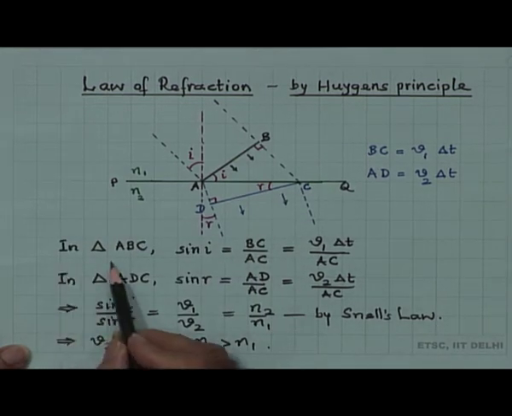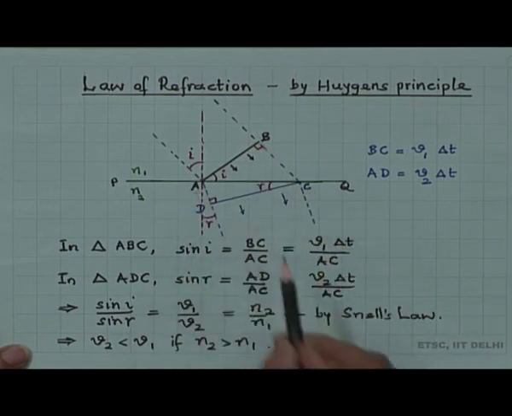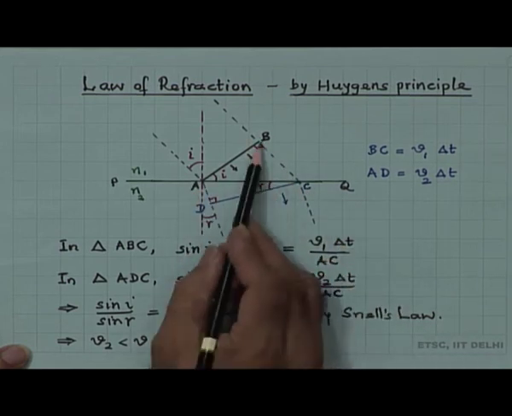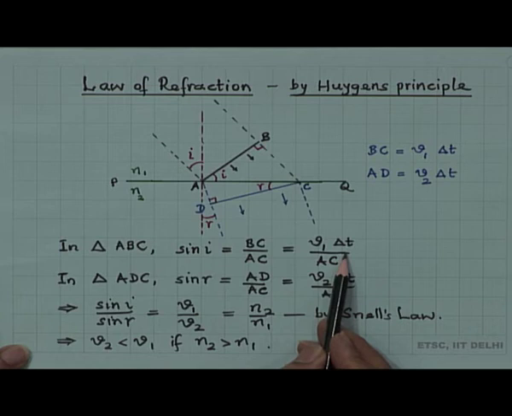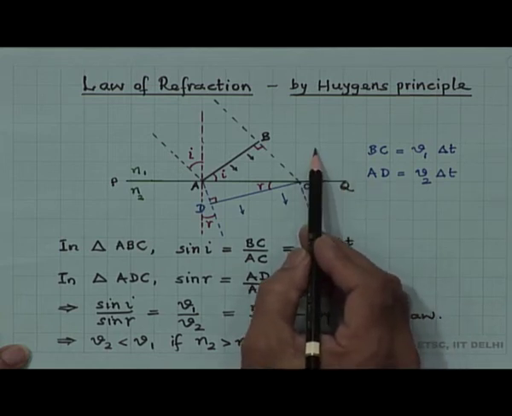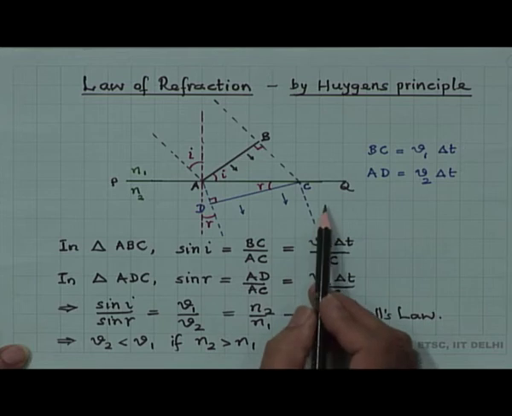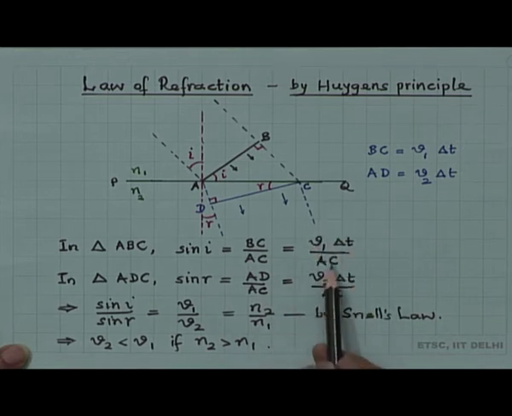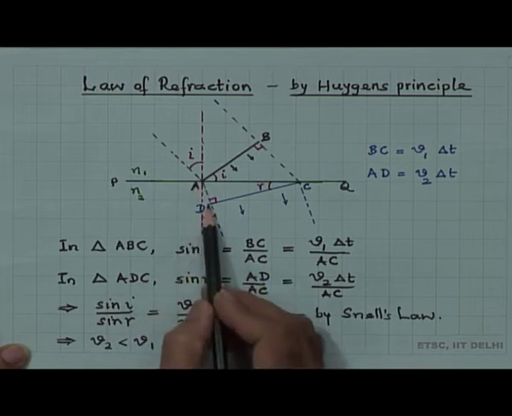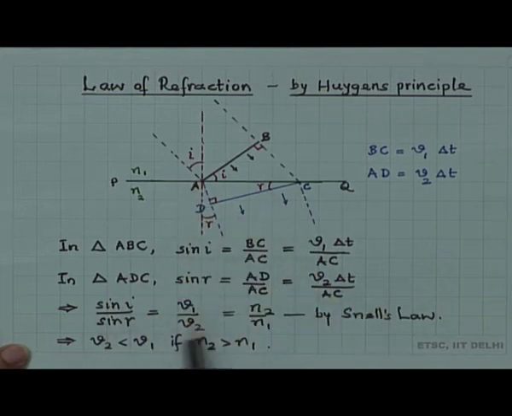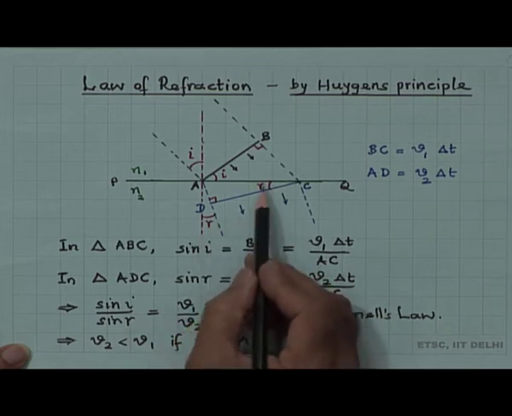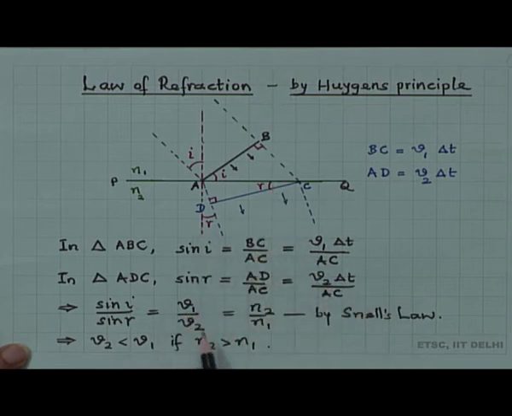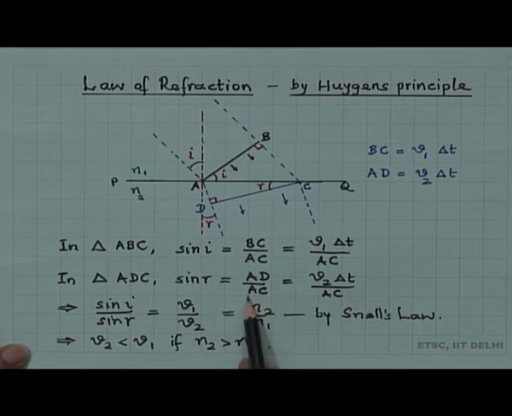As before, in triangle ABC, sin I will be equal to BC by AC, and BC is V1 into delta t. Now, we have two media: this is of refractive index N1 and velocity V1, and here it is N2 and V2. So, sin I is V1 delta t by AC. In triangle ADC, in the second medium, sin R, the refracted angle, is the same as this angle, and therefore sin R will be equal to AD by AC, which is V2 times delta t by AC.